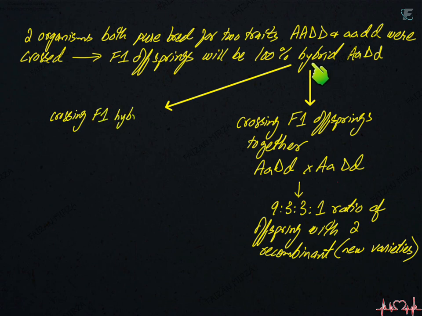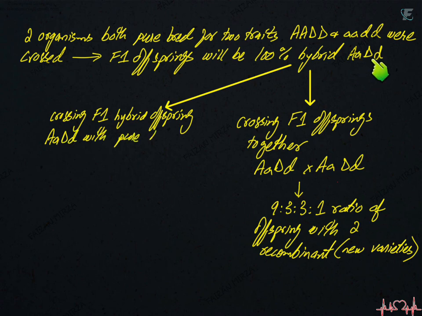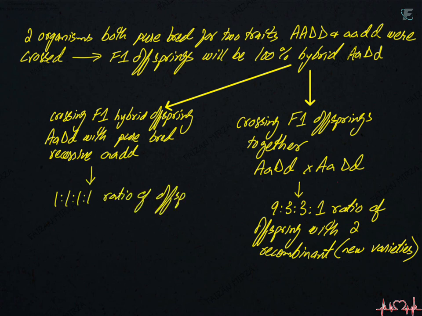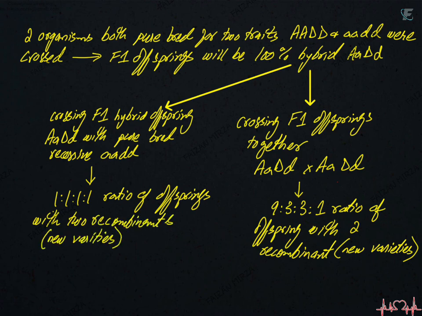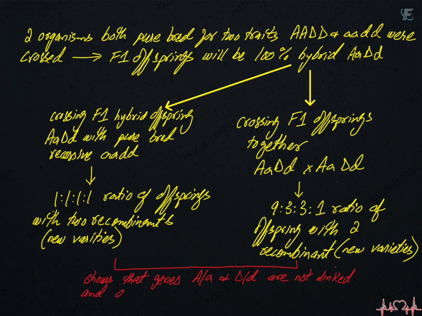These hybrids can be used for another cross, the crossing of the F1 hybrid offspring, which is capital A, small a, capital D, small d, with the purebred recessive small a, small a, small d, small d. Now a 1:1:1:1 ratio can be expected, because here two recombinants can be seen, two new varieties, and two parental forms. These ratios, if they are seen, show that the genes capital A small a and capital D small d are not linked and they sort independently during meiosis.